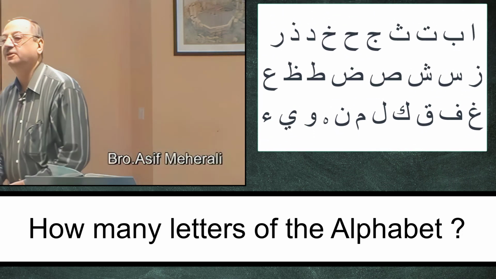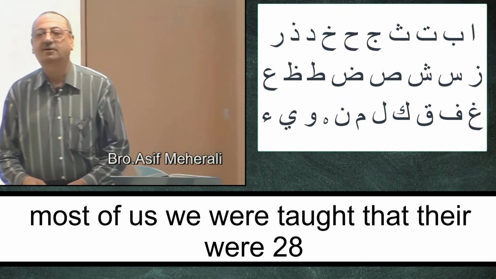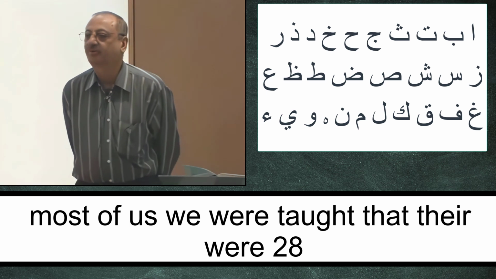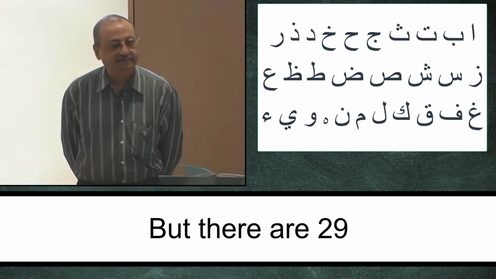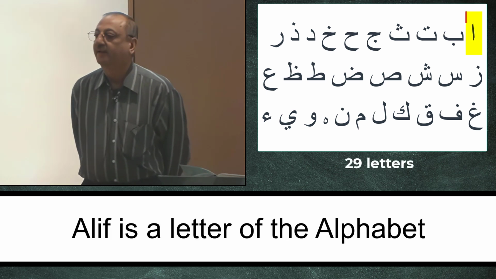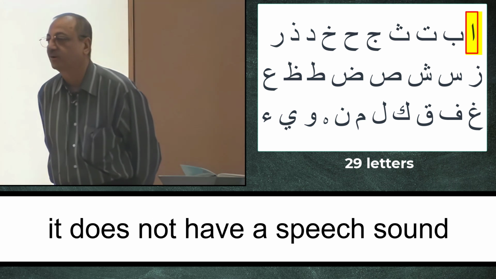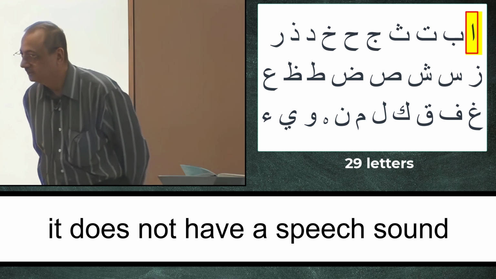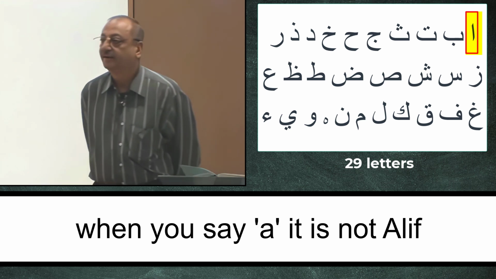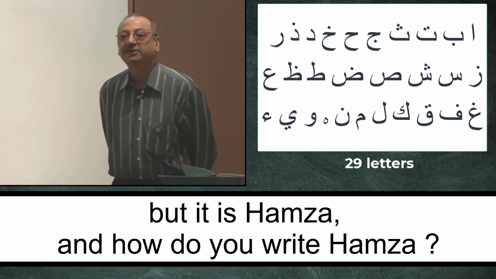How many letters of alphabet? Most of us, we were taught that there are 28, but there are 29. Alif is the letter of alphabet, but it is not consonant. It does not have a speech sound. When you say a, it is not Alif, but it is Hamza.